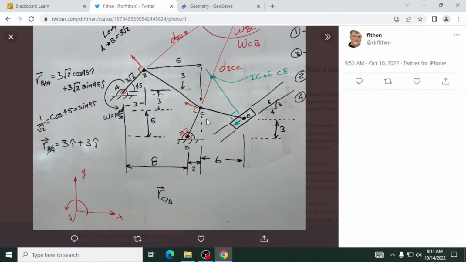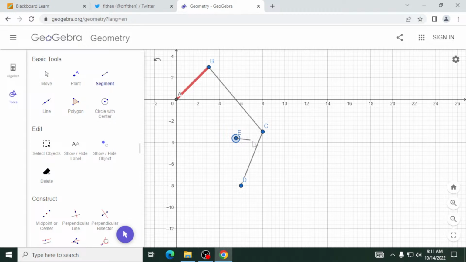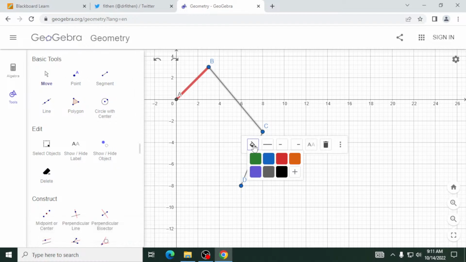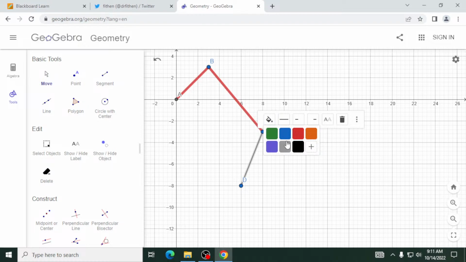Then from C to E, because I've got the things labeled. Oops. Let's see, how do you do that? Okay, there's the other thing. I'm going to make my links all red and all thick. Make all my links like that.